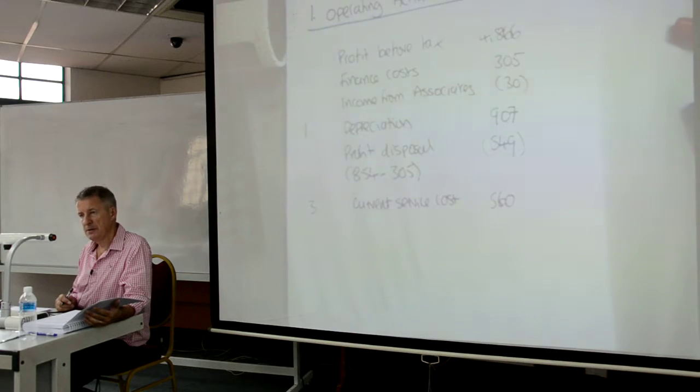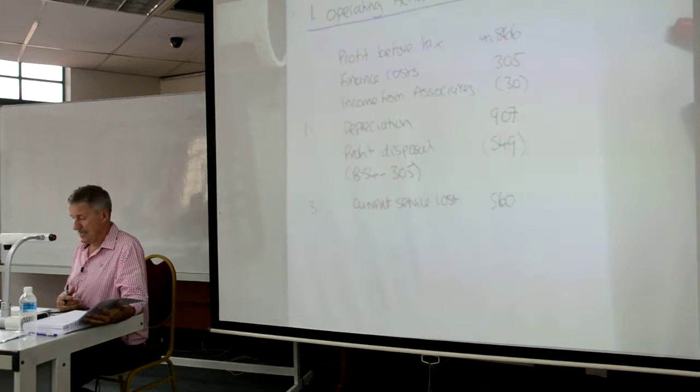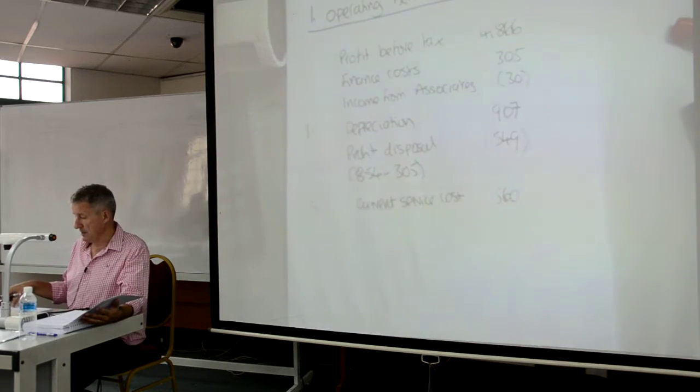Is there a cash payment? How much is the cash payment? 100. The company makes that payment. Now that's an operating payment.